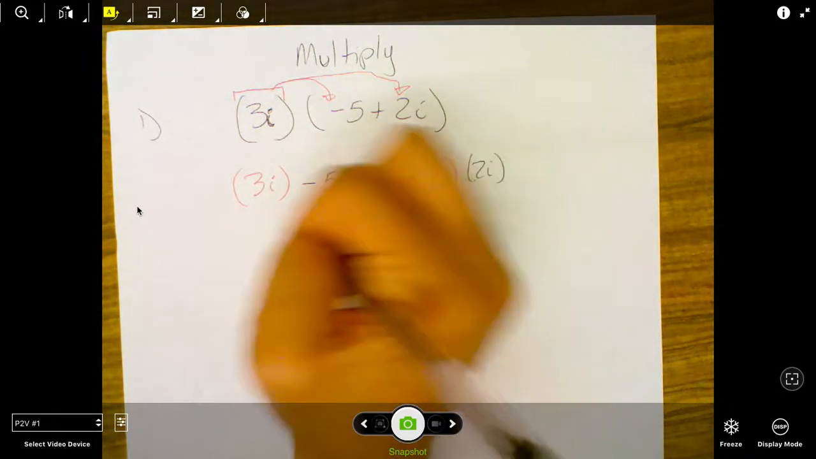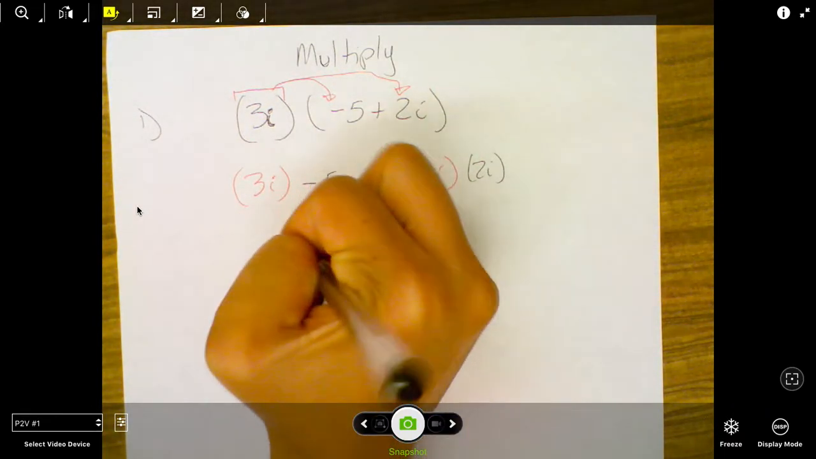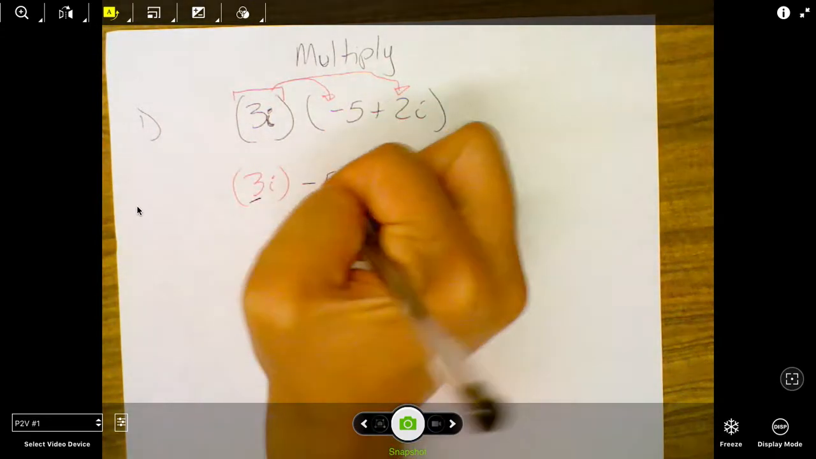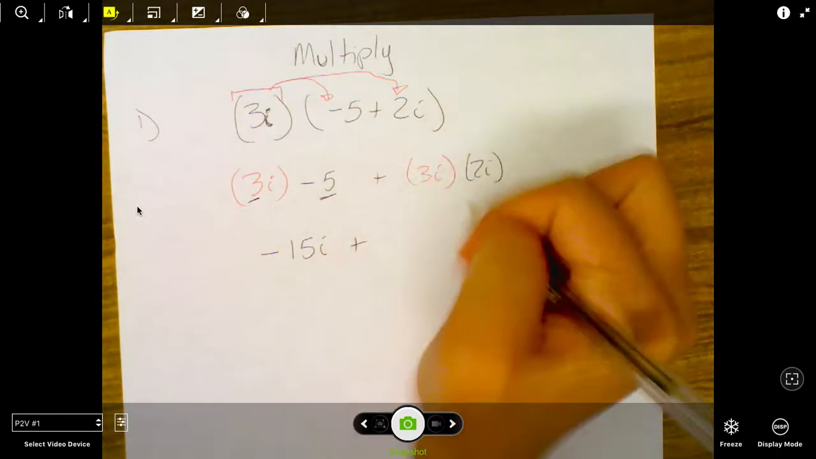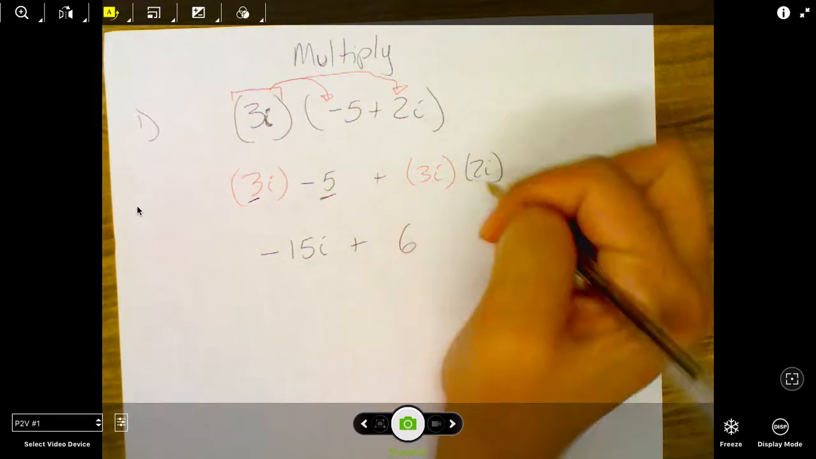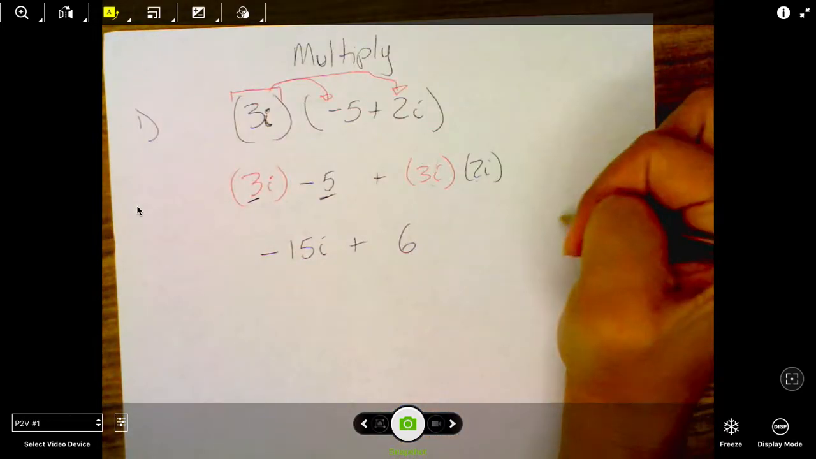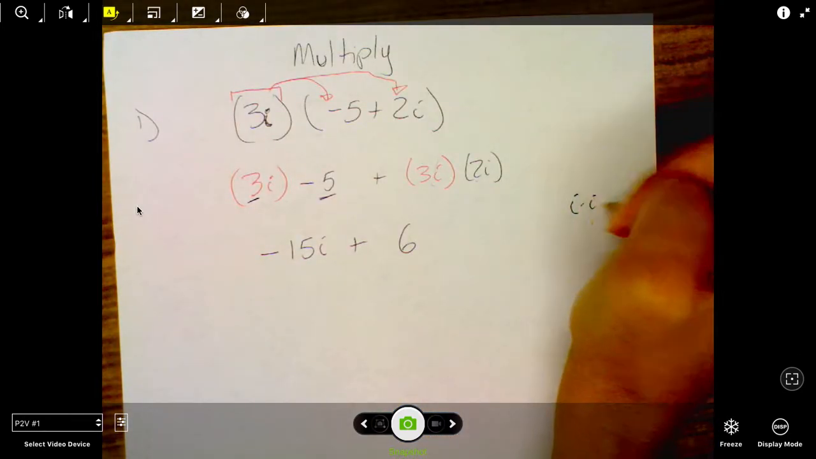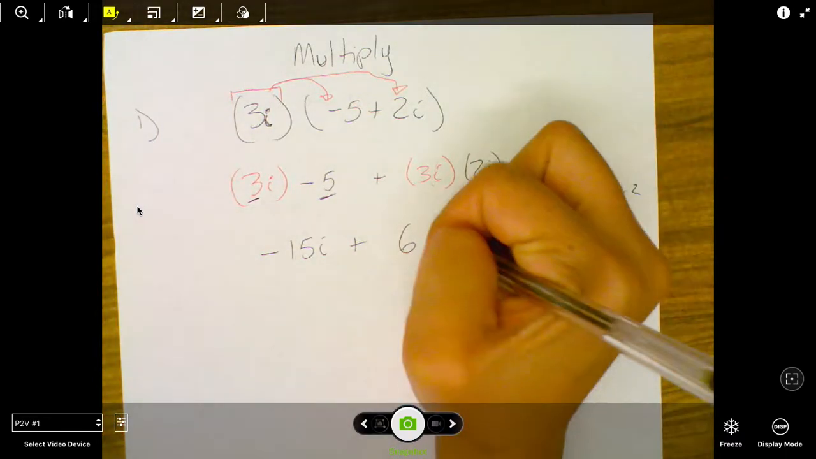And then 3i times -5 is -15i. We are only multiplying the real numbers together. And then here, it's 3 times 2, which is 6. And then i times i, it's just multiplying two variables, is i squared.